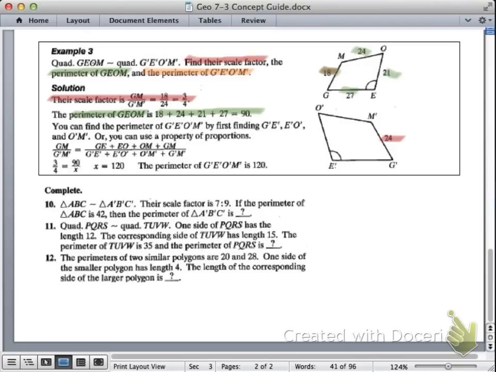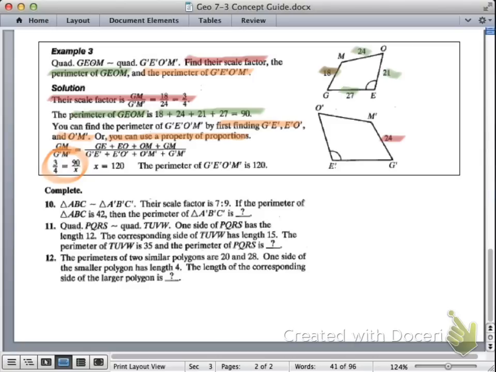It's just we're going to have a proportion to figure out what the perimeter is. Now they offer this awesome idea of first you can find what G prime E prime is, and then E prime O prime, and then O prime M prime, and then add them all together. Well, that would be a serious pain when all we have to do is put the perimeter of the first one over the perimeter of the second one, creating this proportion. The scale factor 3/4 equals 90 over x. Solve for x, you get 120. That is a much, much simpler way to go.